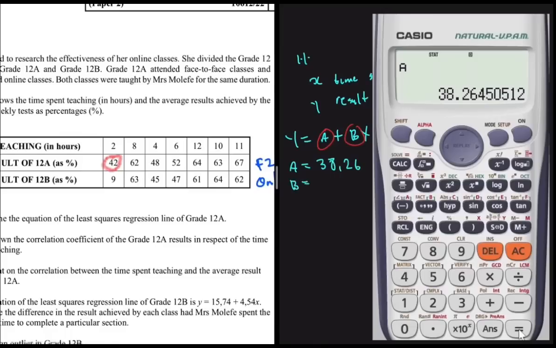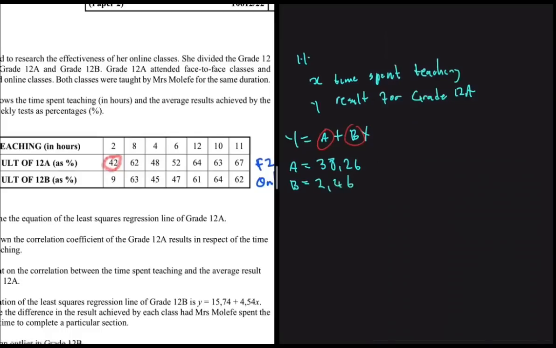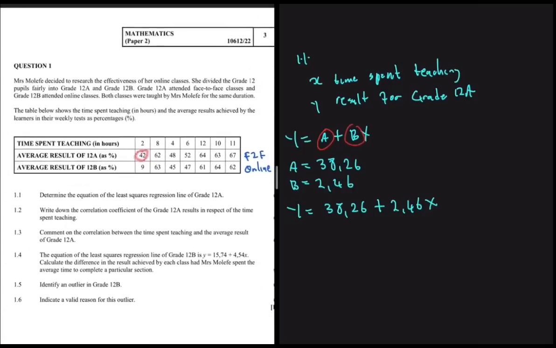Now we're looking for B. What is B? You press AC again, press shift, press 1, press 5, and then press 2. And B is 2.46. So now our equation for the least squares regression line will be y equals 38.26 plus 2.46 multiplied by x, substituting in those values. And just like that, you have calculated your least squares regression line.